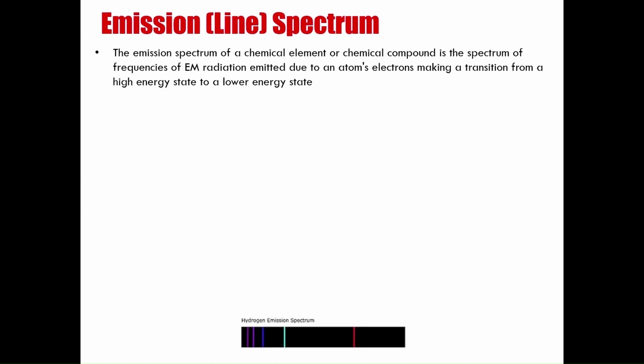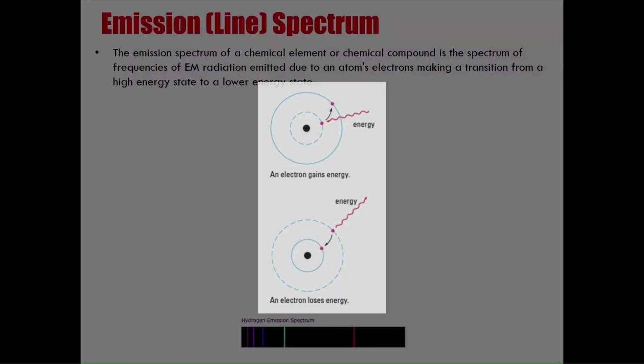The emission spectrum of a chemical element or chemical compound is the spectrum of frequencies of electromagnetic radiation emitted due to an atom's electrons making a transition from high energy state to low energy state. I know, that sounds very confusing. To you, it's probably just a bunch of words. So let me show you what this means with this little pop-up here, okay?